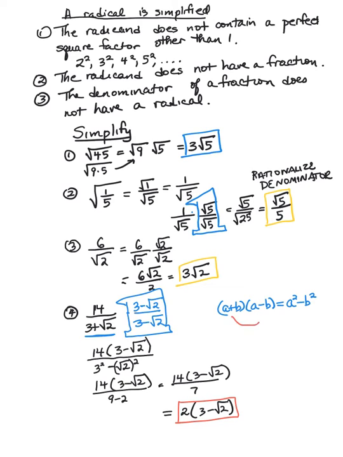These are called conjugate pairs. And this is a very, very powerful property of conjugate pairs. When we multiply them, we square the first, we square the second, and subtract. And this is perfect when we have square roots. Okay, so that takes care of the simplification.